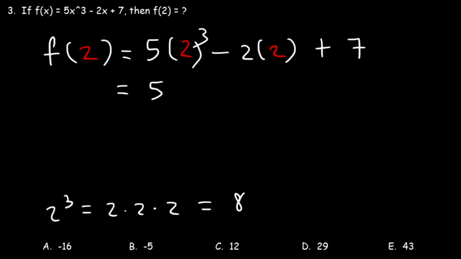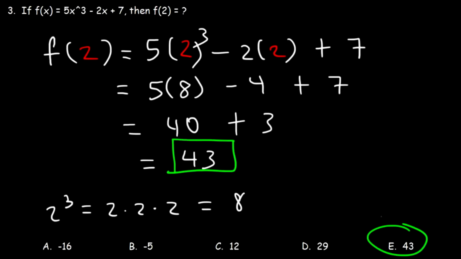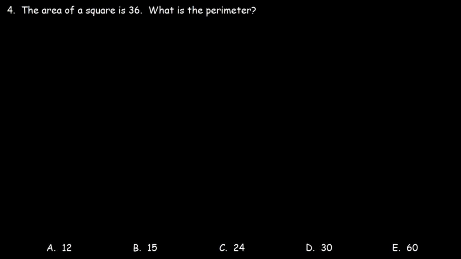So this is 5 times 8. Negative 2 times 2 is negative 4. 5 times 8 is 40. Negative 4 plus 7, that's positive 3. And 40 plus 3, well, that's 43. And so this is the answer. So E is the right answer.